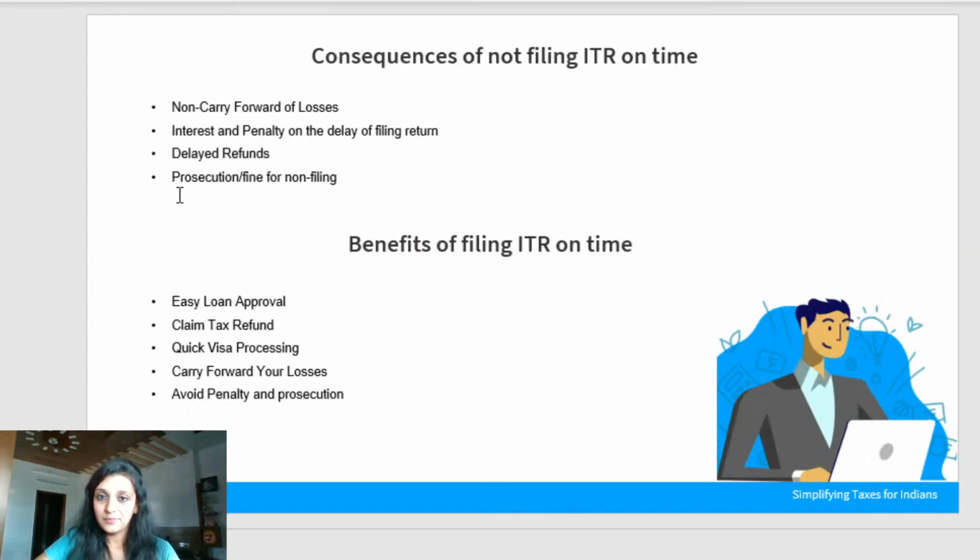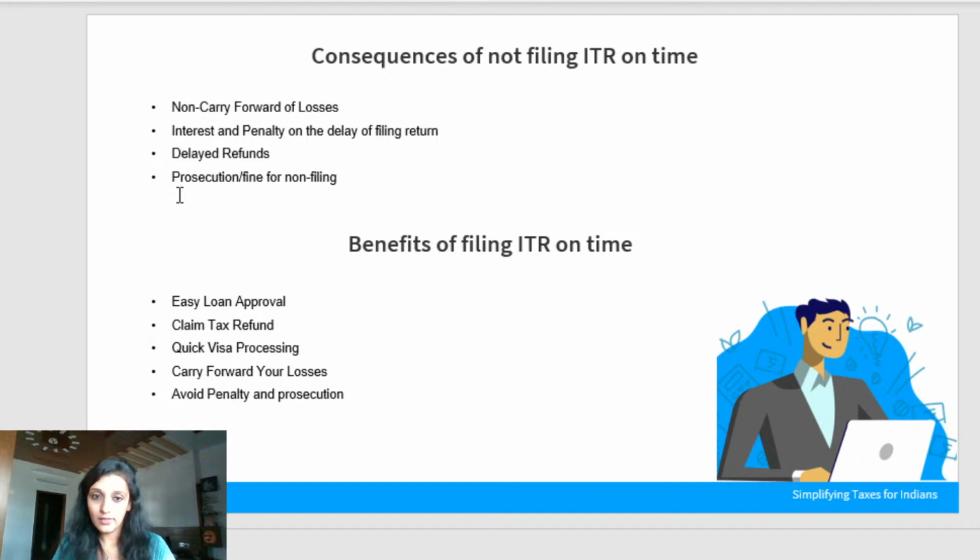Discussing our next topic, which is what are the consequences if you are not filing your ITR on time. Usually everyone should file their ITRs on time, otherwise you will end up paying penalties or interest for the delay. You will not get any refunds if you are filing a belated return or not filing on time, and you will not be able to carry forward your losses either. There will be prosecution or fine for non-filing as well.